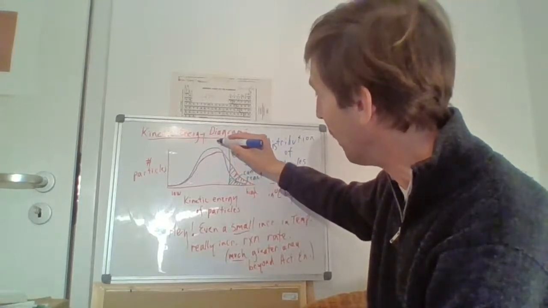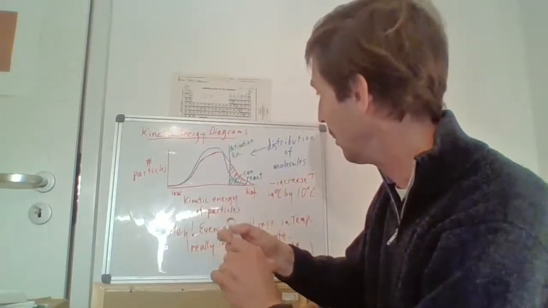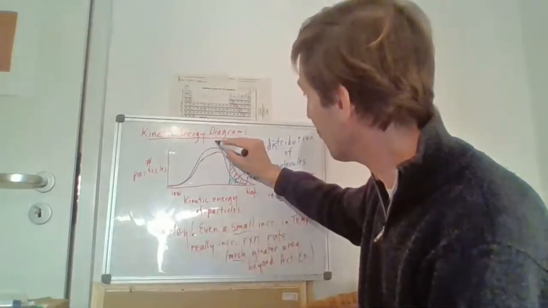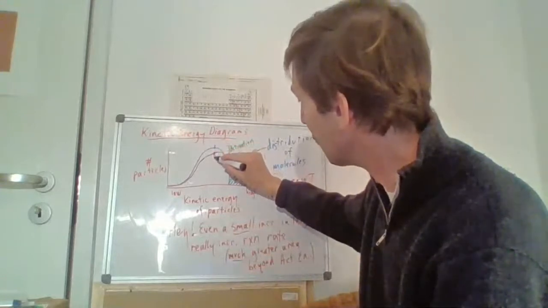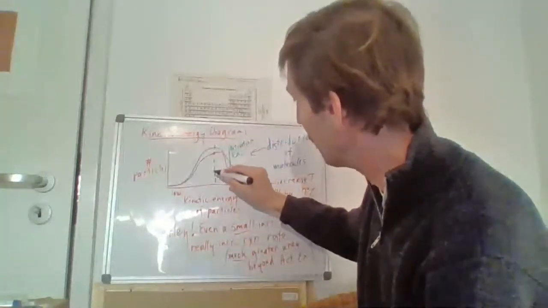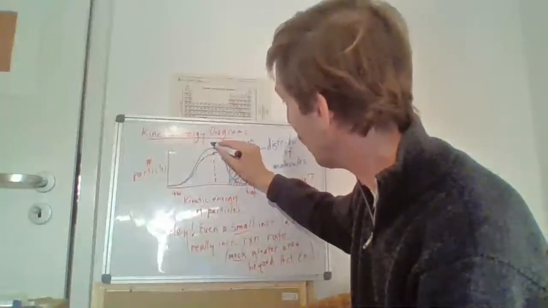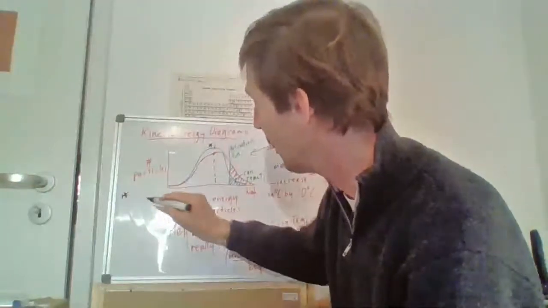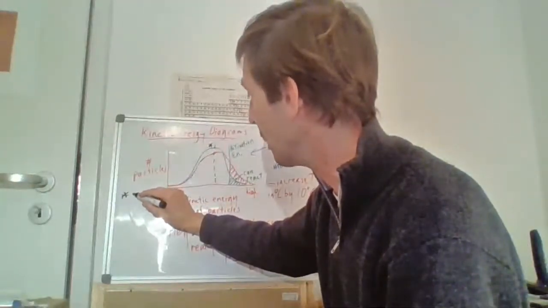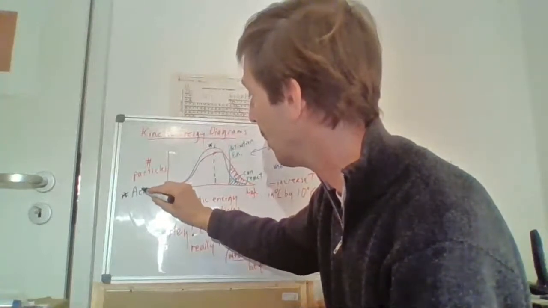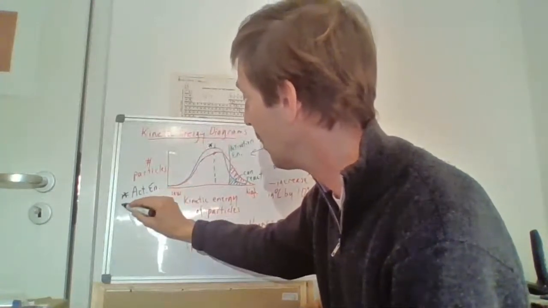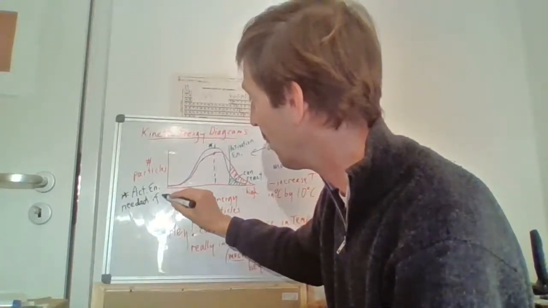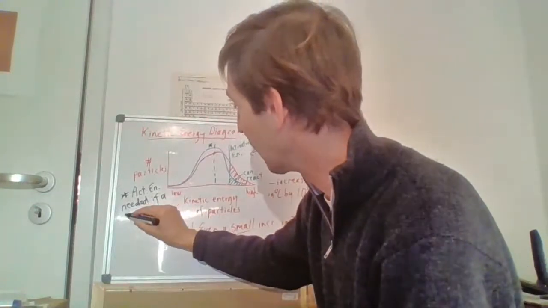So suddenly I would have, let's make it, oh, I don't want it blue. I'll make it black. So I'll say this line could be, I'll kind of dash it. And I'll put here another little star. And I'll say, this would be the activation energy needed if a catalyst were added.